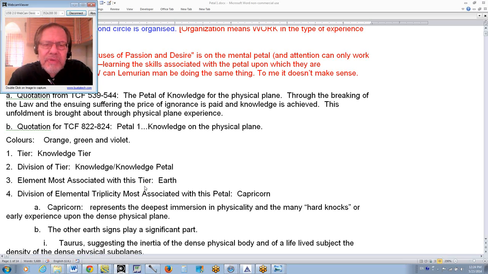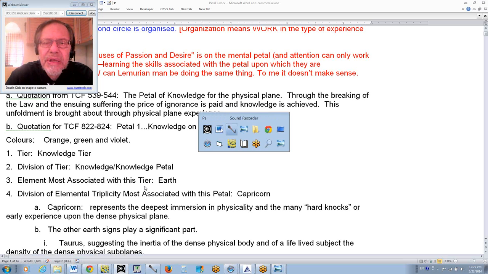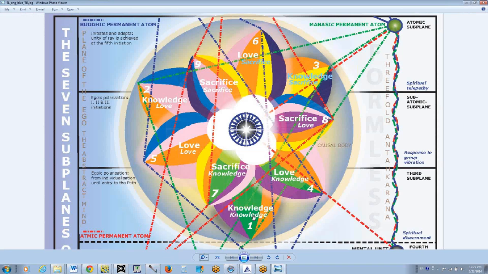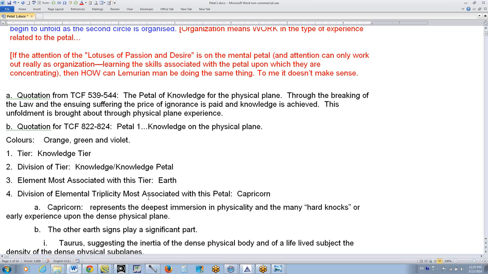So the division of this first tier of petals, knowledge petal. Okay, this is the knowledge petal.